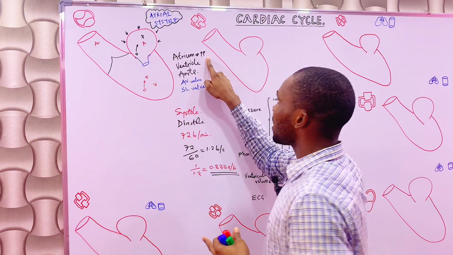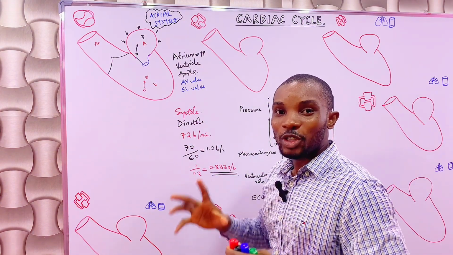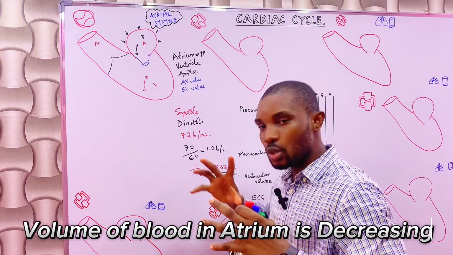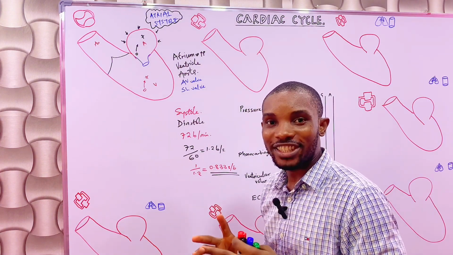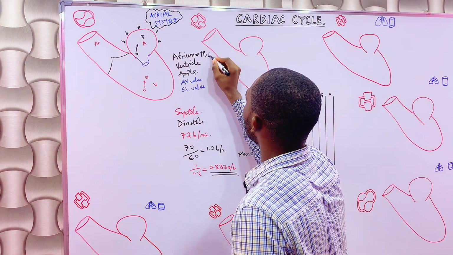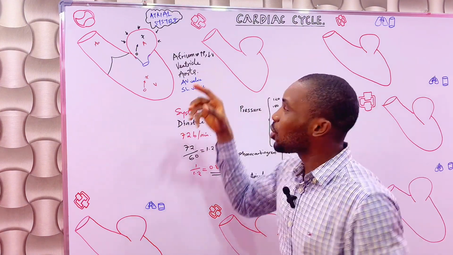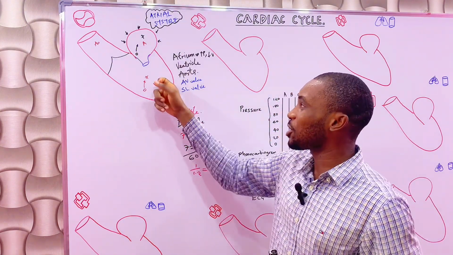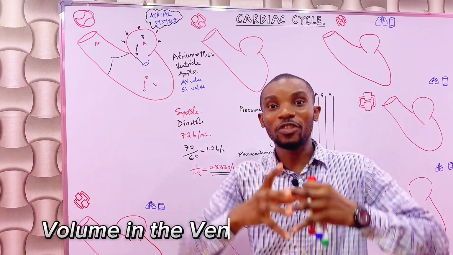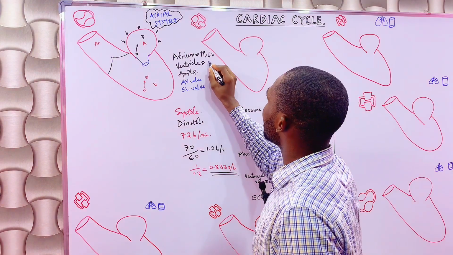So now we've seen that the pressure in the atrium is increasing. What happens to the volume? Blood is leaving, so the volume is decreasing, because you're squeezing the atrium like a ball containing air. When the volume is decreasing, where is the blood entering? The ventricle. So in the ventricle, the volume will increase.